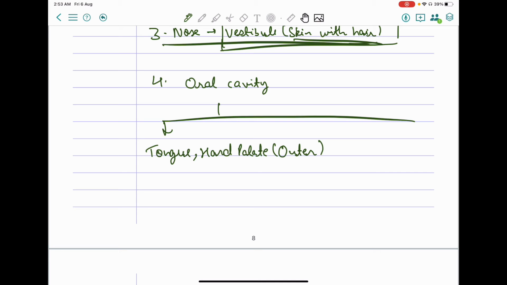Actually, I told you in the previous lecture that on the inner surface, keratinized stratified squamous epithelium is found. But on the outer surface, ortho, or you can say parakeratinized, keratinized stratified squamous epithelium is found.